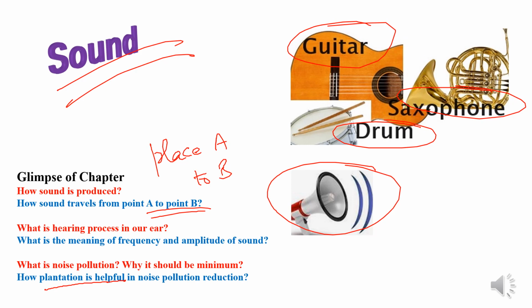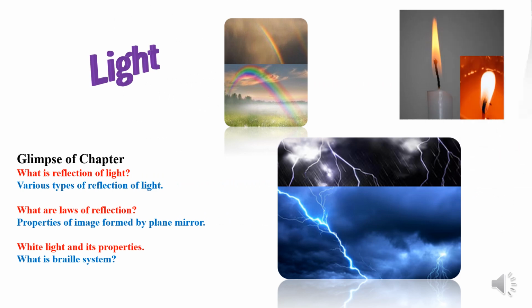Now comes another beautiful chapter, that is light. Light gives the various phenomena which are associated with our day-to-day life. Say for example, light is produced over here in thundering. Just take a sound like this. So this is the light, just because of the thundering rain and all these things.